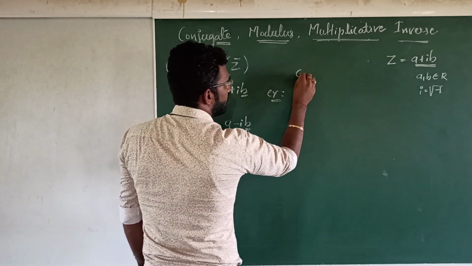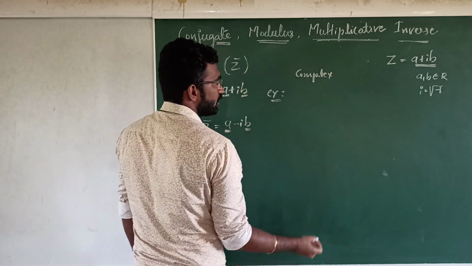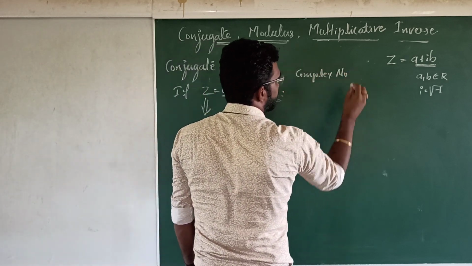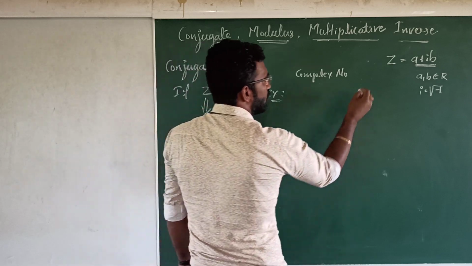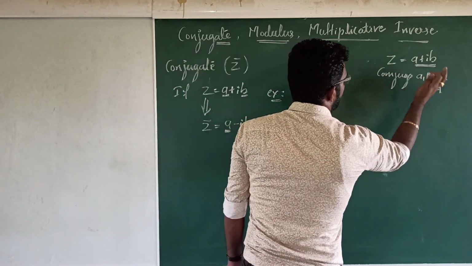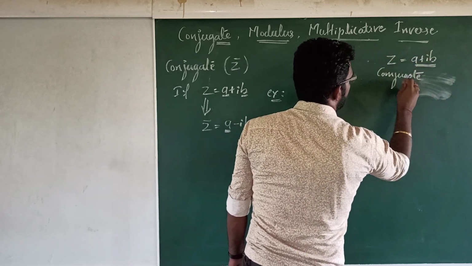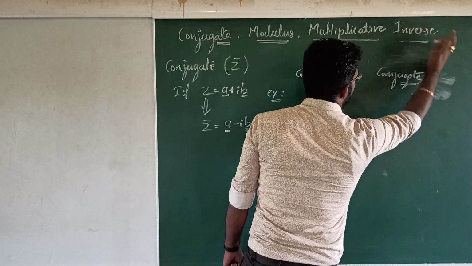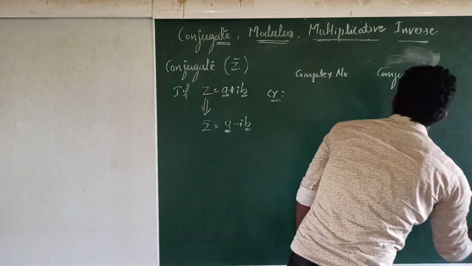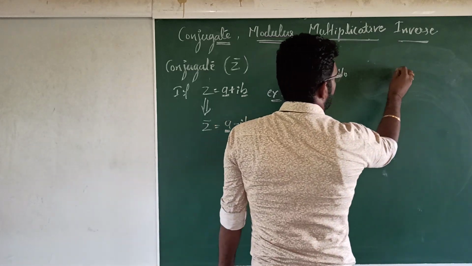Here I will write the word complex number, and on that side I am going to write the conjugate of the complex number. So that is the conjugate. Conjugate of the given complex number. Okay, simple.